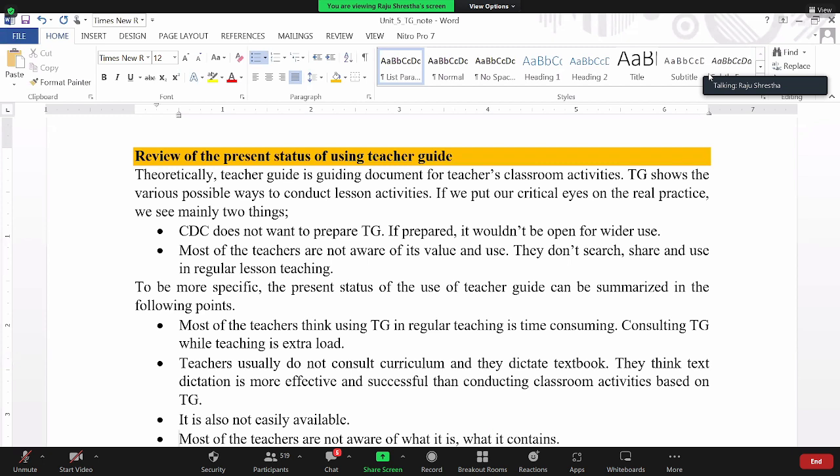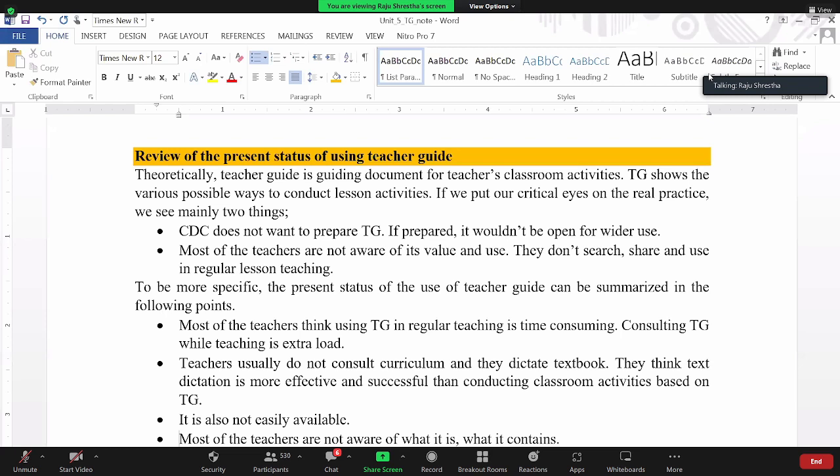So first, CDC has the mandate, but does not want to prepare for all subjects and all levels. If prepared, it is not available for wider use. This kind of situation we have at present. Here also, many of you are teachers teaching at present. So I think you don't have TG, right? Because of what? Now just reflect on why you don't have TG.